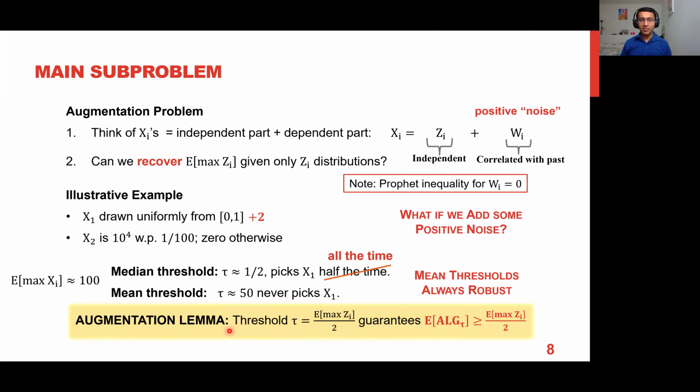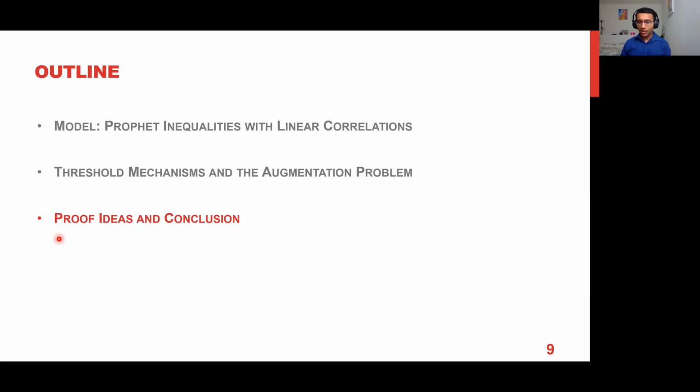Our augmentation lemma basically says that if you set a threshold of expected max over 2, you can always get a value in expectation which is half of the expected max of the z_i. So for the independent component, you're getting at least a constant approximation of that. And this is going to be our main subroutine that we are going to exploit. Now I'll quickly give you some ideas about our proofs.